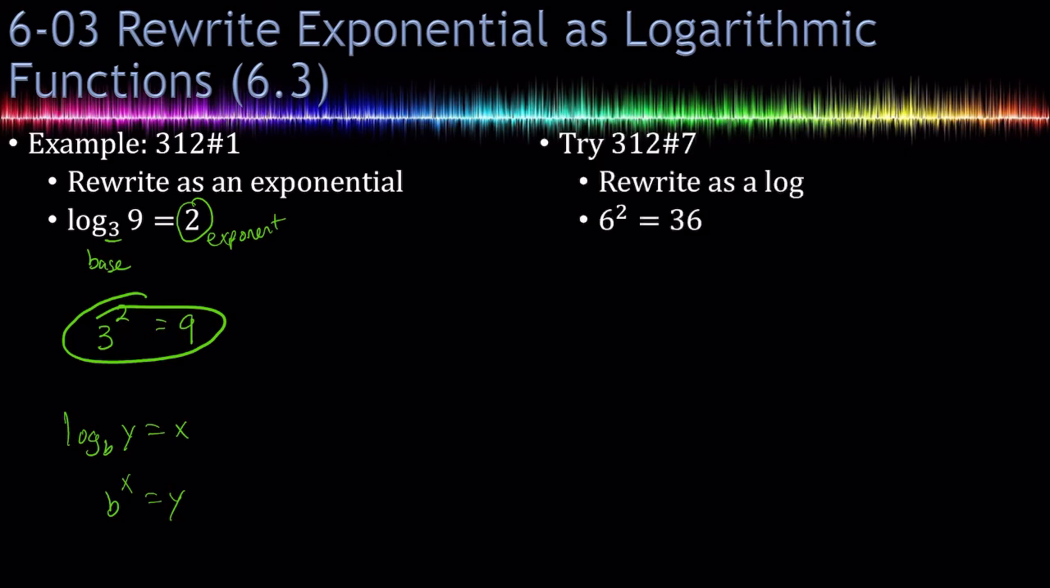Why don't you try this one? It's going the other way. It's currently an exponential. Rewrite it as a logarithm. I'll pause. All right, I'll work through this one. 6 is the base. The 2 is the exponent. So it's log of the base of the number equals the exponent.